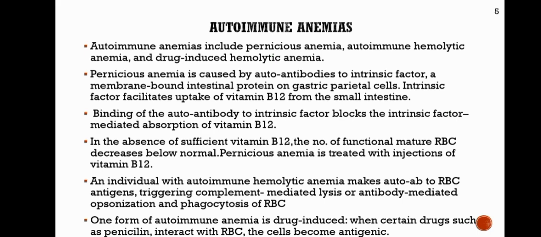An individual with autoimmune hemolytic anemia makes autoantibody to RBC antigen, triggering complement mediated lysis or antibody mediated opsonization and phagocytosis of RBC. One form of autoimmune anemia is drug induced. When certain drugs, such as penicillin, interact with RBC, the cells become antigenic.